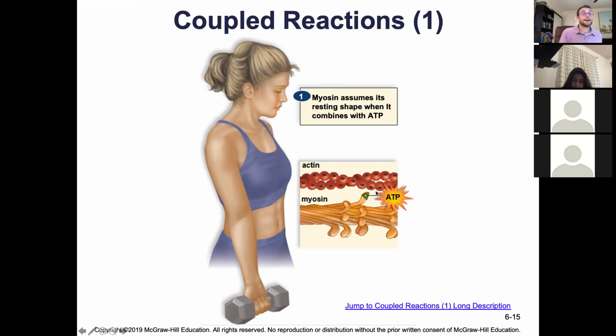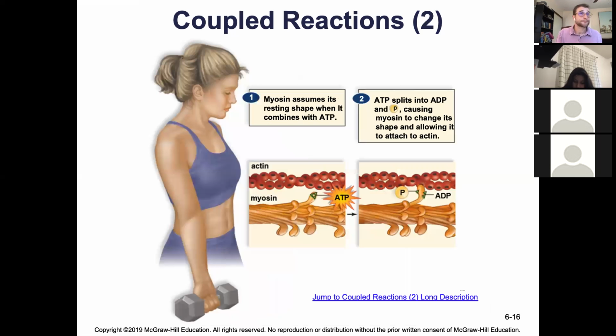But when ATP attaches to this myosin head, it'll assume this upright resting position. Then the ATP will split into ADP, and when it splits into ADP, the myosin changes its shape and it can now attach to the actin. So now it's attached to the actin and it's released this phosphate. So now it's released a little bit of energy to get that to attach on.